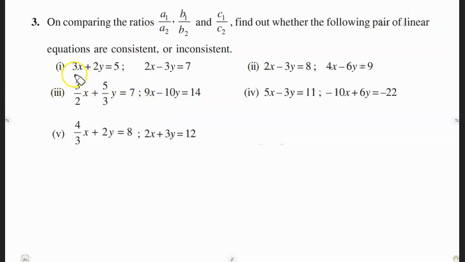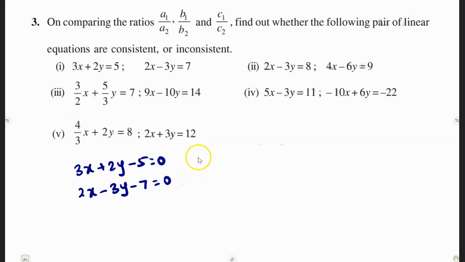Now coming to question number 1 in this. 3x plus 2y equal to 5 and 2x minus 3y equal to 7. Here let us write this in the form of a1x plus b1y plus c1 equal to 0. Putting the constant on the left side, we get the first equation as this, and the second equation is 2x minus 3y minus 7 equal to 0, bringing constants to the left side.